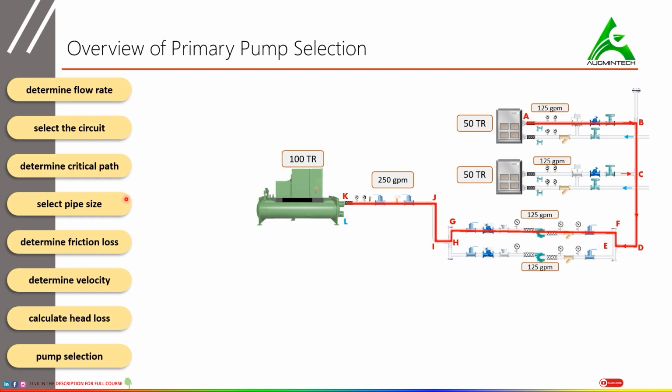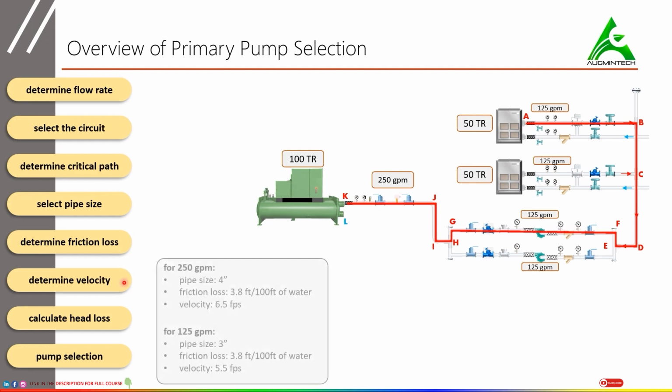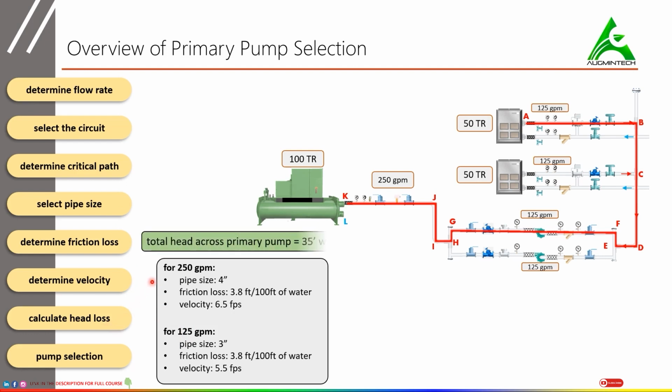Then we selected the pipe size using the charts and tables. After that, we determined friction loss and then we determined the velocity from the same chart. These are the values that we obtained for pipe size, friction loss and velocity for different flows in different sections of the pipe. The next step is to calculate the head loss. We used the Excel sheet and calculated the head loss. Alright, and finally we selected the pump.